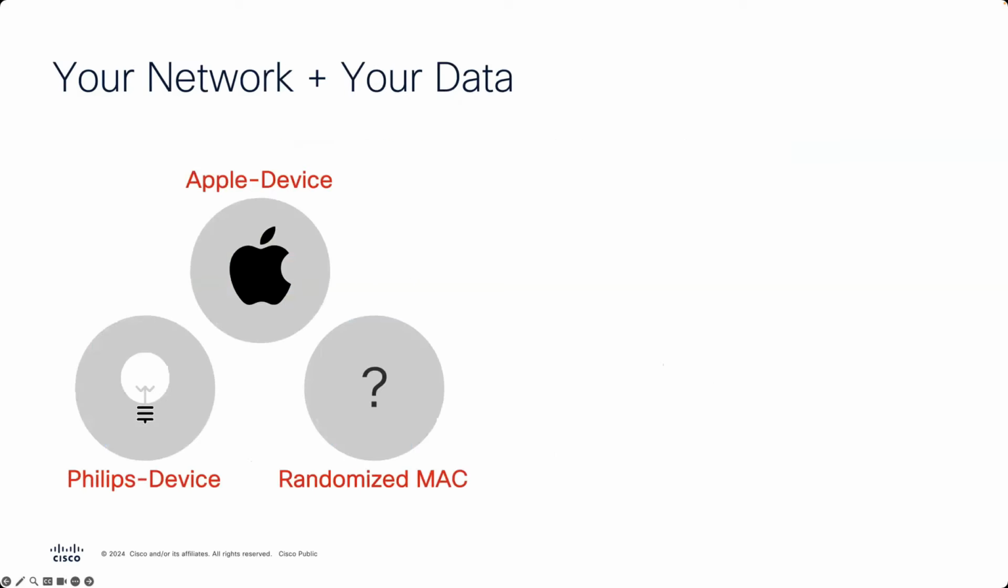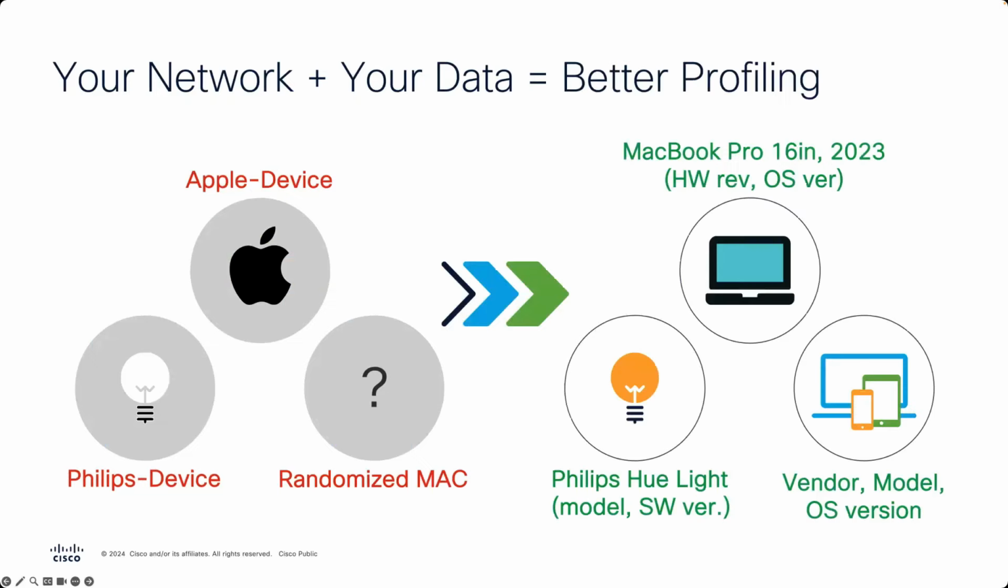So for instance, if we can take data that's on your network and combine it with these generic devices, what if we could learn things like the specific type of device or the model number or the operating system, maybe even serial number? That would help us turn these generic devices into more accurate profiles. Like instead of it being an Apple device, it's a MacBook Pro 16-inch with M2 processor manufactured in 2023. Or instead of it being a generic Philips device, which could be a medical device, it could be an appliance, or in this case, it actually happens to be a smart light.